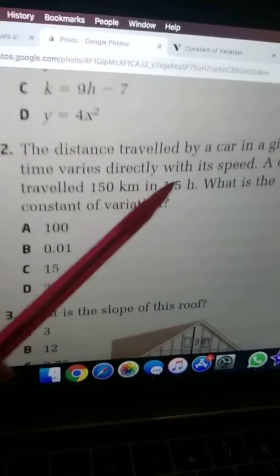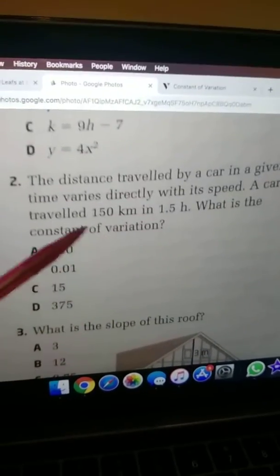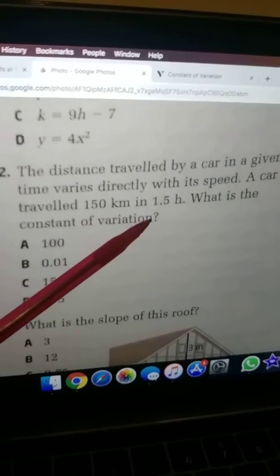So this next question is a little confusing just because of the wording. It's saying the distance traveled by a car in a given time varies directly with its speed. A car traveled 150 kilometers in 1.5 hours. What is the constant of variation?